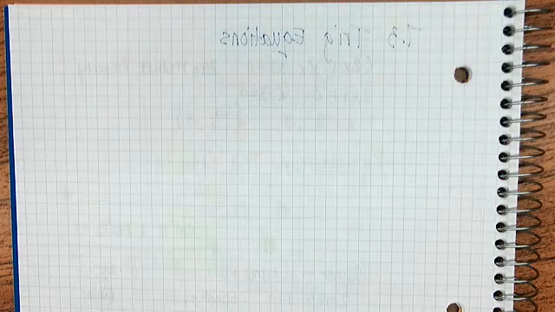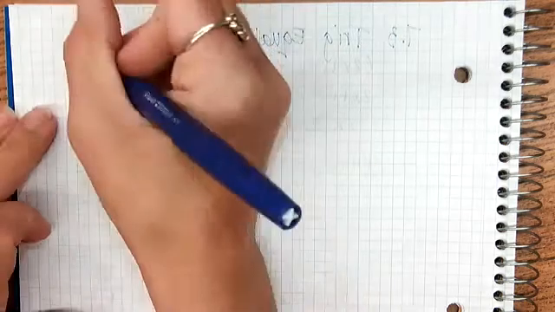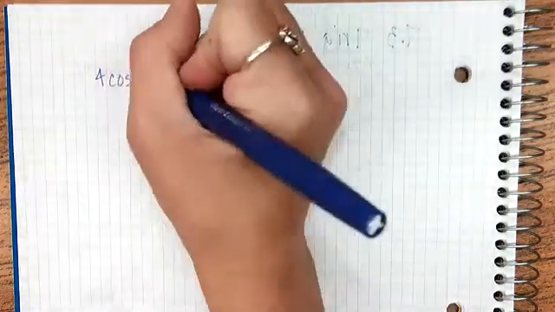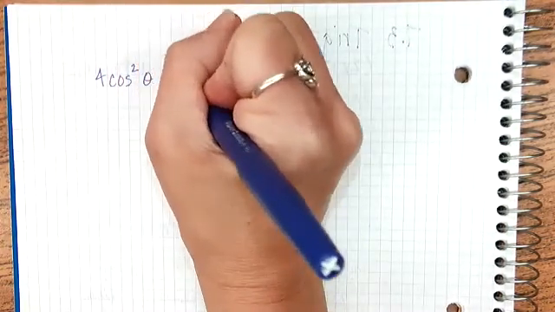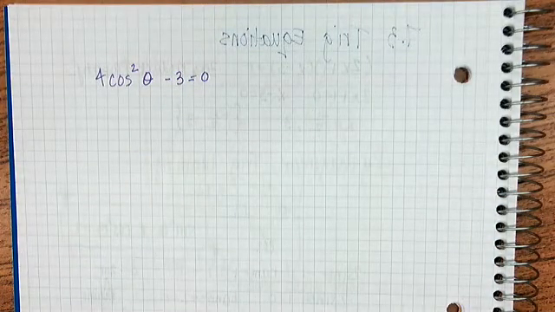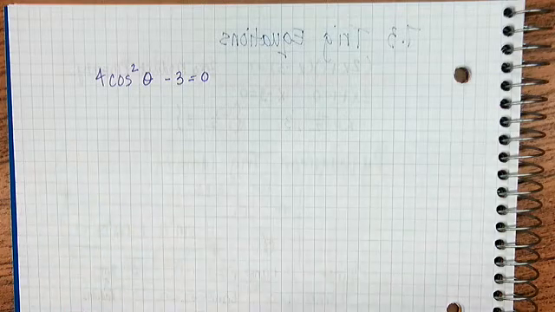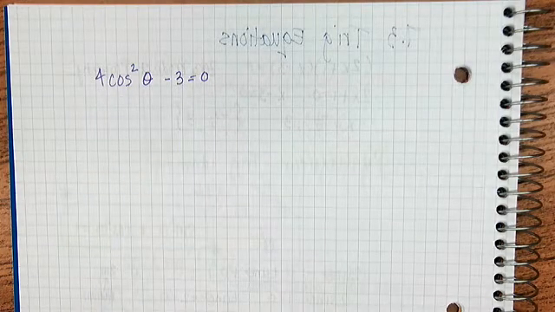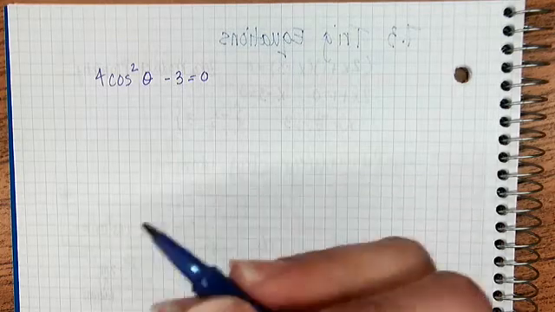Let's look at 4 cosine squared theta minus 3 equals 0. We don't need to do any substituting. So in the previous problem, we took out cosine squared and we put in 1 minus sine squared. We only have one function here, so we're good to go. This isn't so hard, but let's take a look.